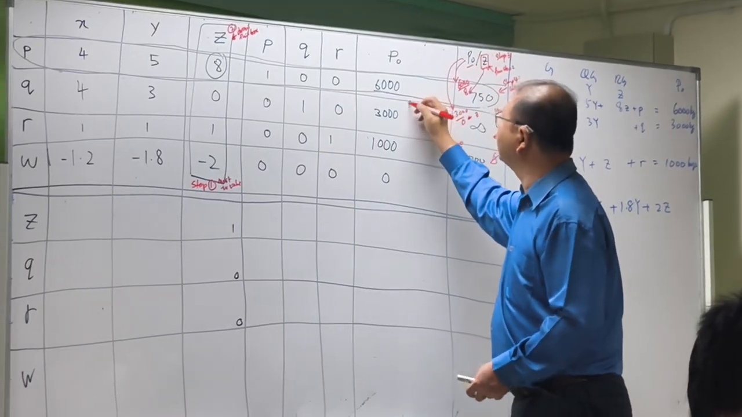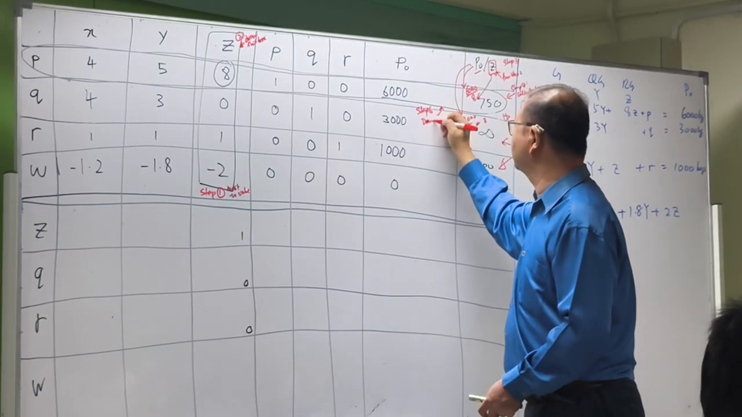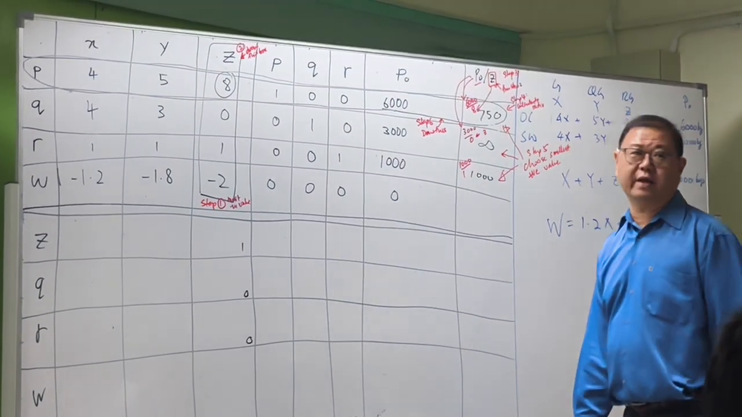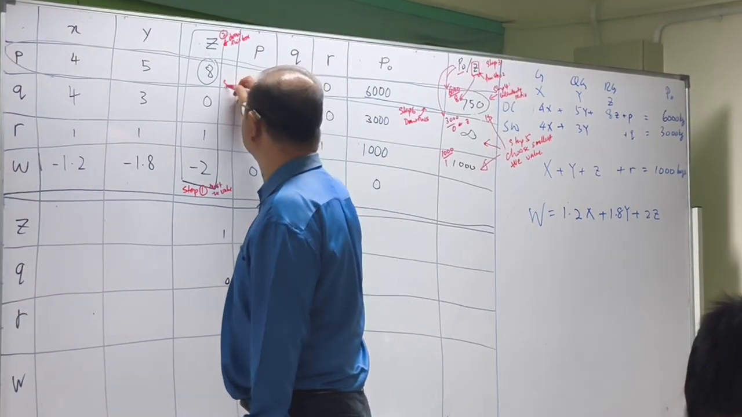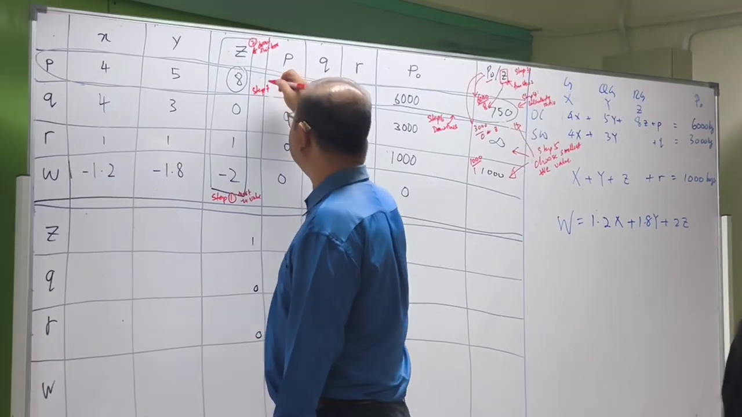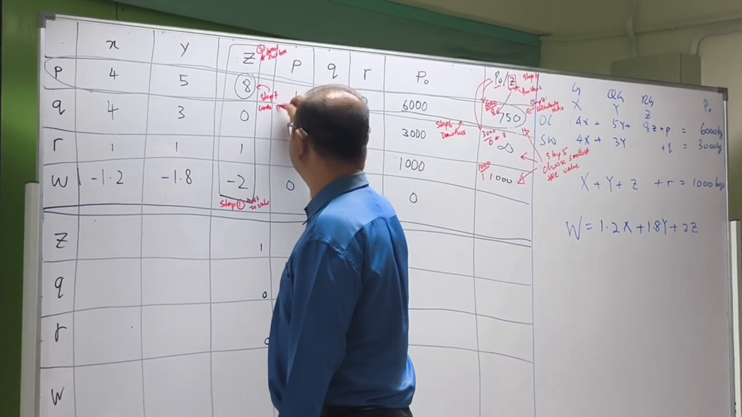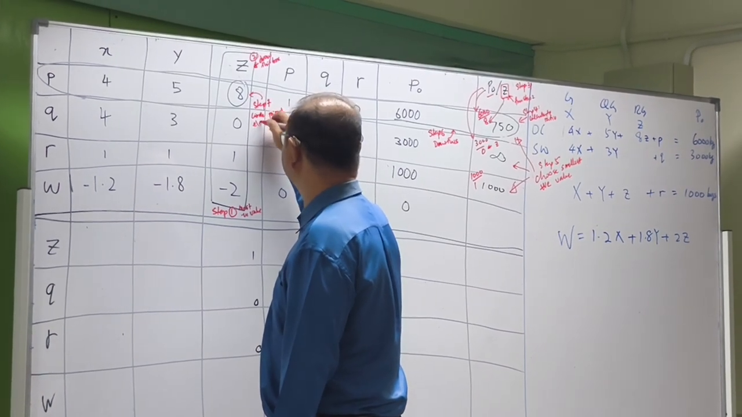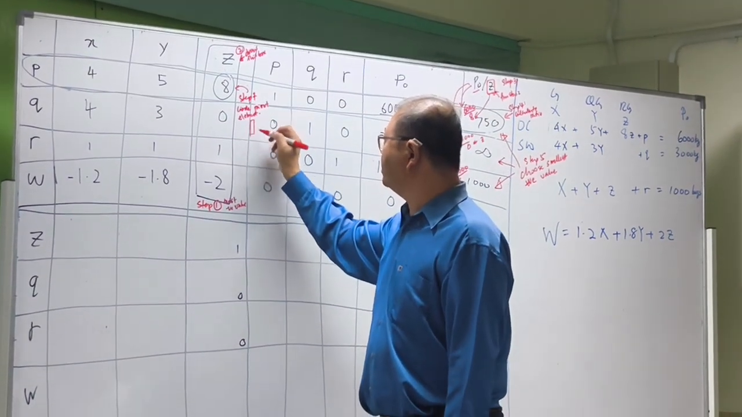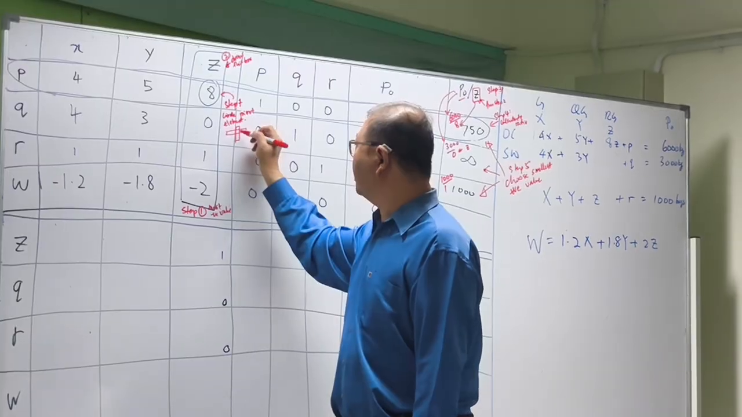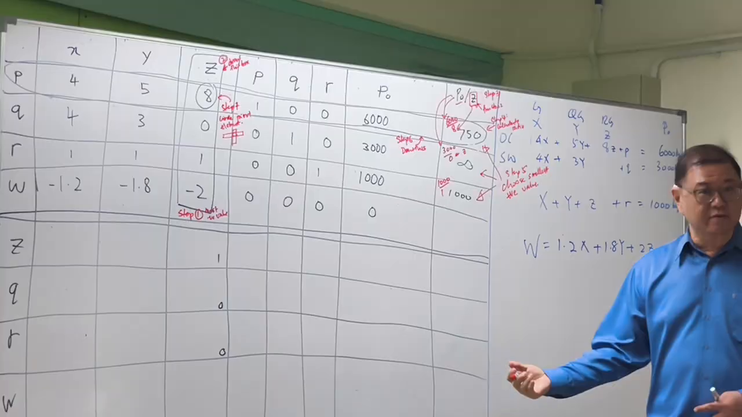Then step 6: you draw it. Step 7: circle the pivot element. So what is the pivot element? Your entry column intersects with your entry row. You get your pivot element.